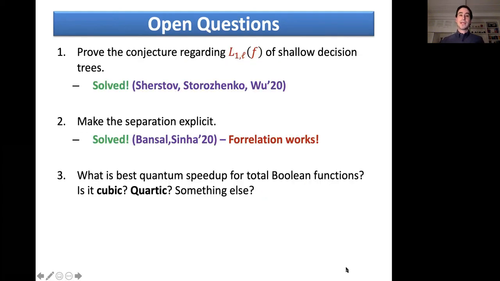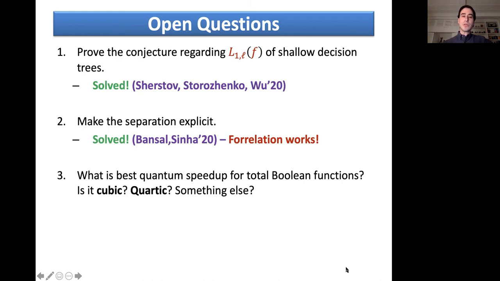Finally, I want to finish with some exciting news. Quite recently, this conjecture about the L1L of shallow decision trees was proved by Sherstov, Storozhenko, and Wu. They were able to prove the conjecture as it was stated in these previous slides. And based on that, you can show that the Rorrelation is a problem that gets constant quantum query complexity, and on the other hand requires n to the 1 minus 1 over k randomized query complexity. This gives the optimal separation between quantum and randomized query complexity.